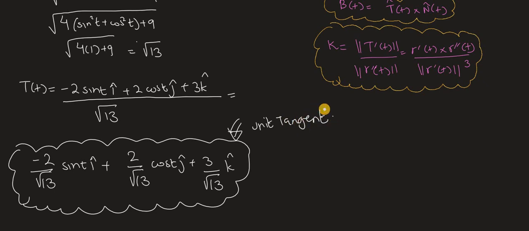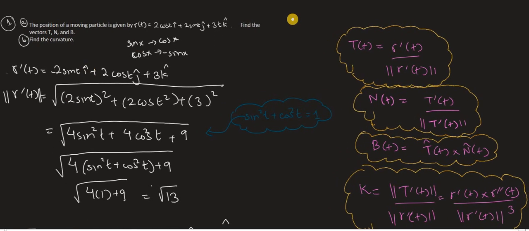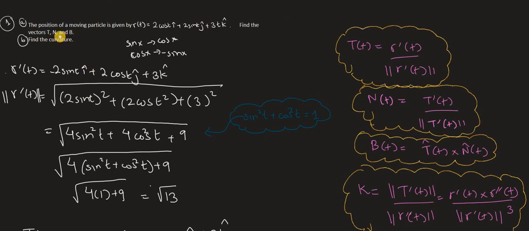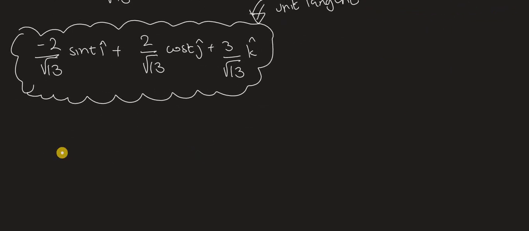Okay, now let's move on. Now what is the next step? We have to calculate or find the normal vector. Here, the normal vector is found from the derivative of the tangent vector. We just calculated the tangent vector, so now let's take the derivative of it. I'm just going to write it here.